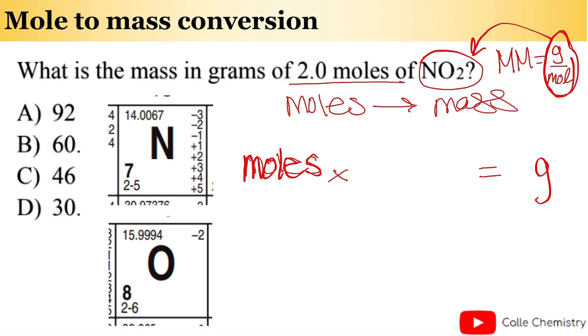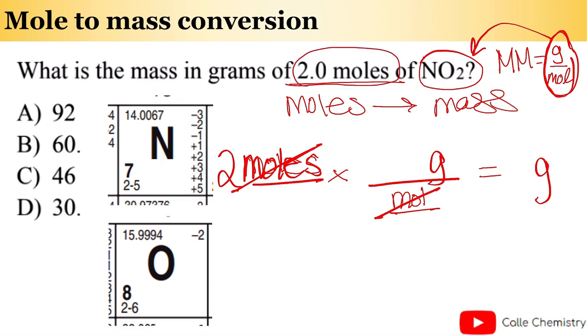Well, I'm going to put it here so we can see. I'm going to multiply the molar mass. And the reason I'm multiplying the molar mass is because now I see the moles on the top and the moles on the bottom. So now I can cancel these units out, and I will only be left with grams, which is what I want. So now this would look like 2 moles, which is what I'm given, and the molar mass that I get for NO2 on the periodic table.